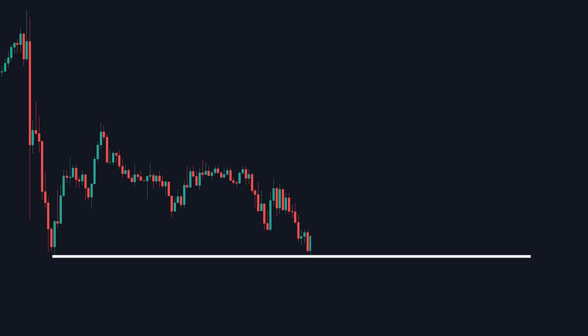So as you can see, price made this massive low and started consolidating. What we want to see from here is a break of structure moving downwards, which is exactly what we get right here. So far, so good.